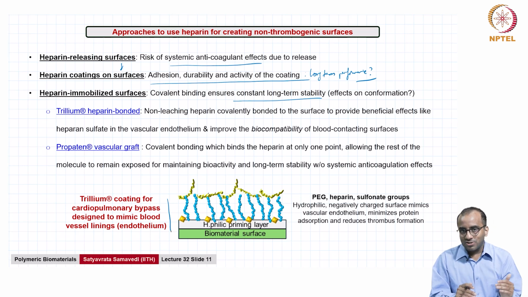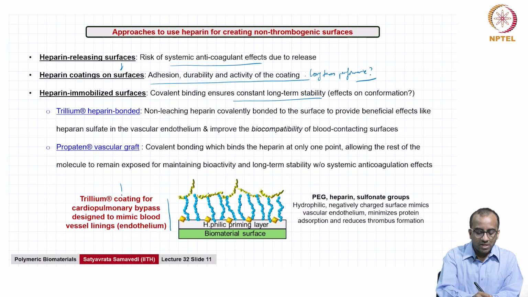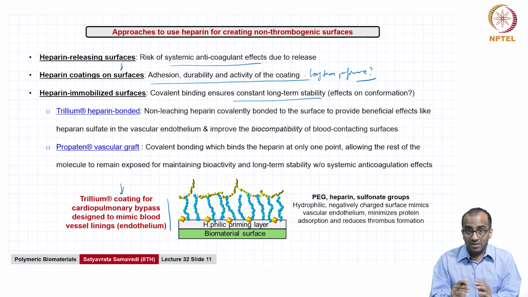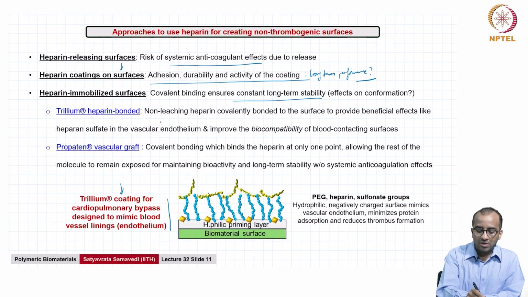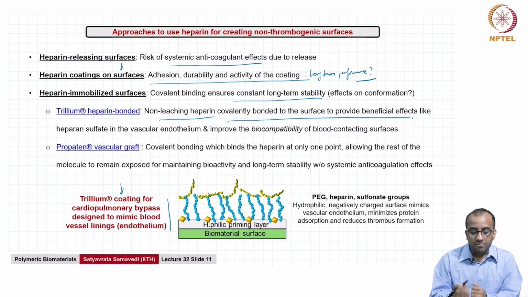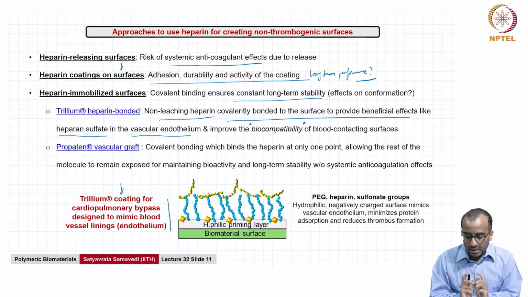And because the blood is going to directly come in contact with parts of this system, this Trillium coating is used to prevent thrombosis. Essentially, it is non-leaching heparin covalently bonded to the surface to provide beneficial effects like heparin sulfate, which is anyway present in the vascular endothelium, and improve the biocompatibility of the blood contacting device. Essentially, do no harm, you are not creating a thrombus.